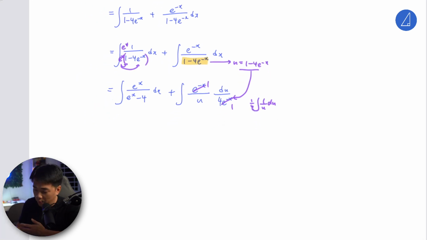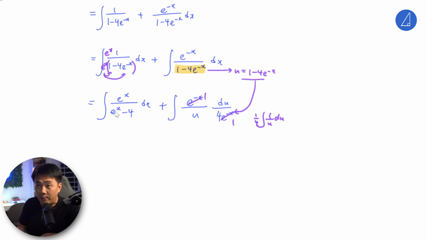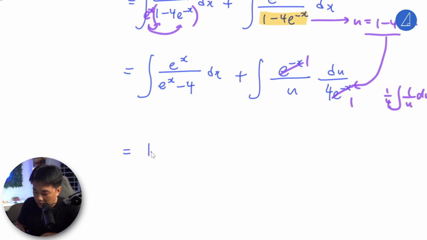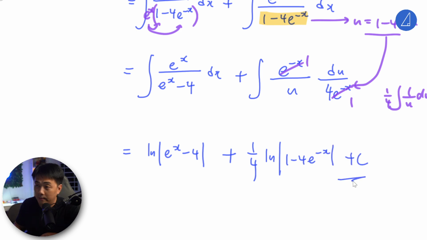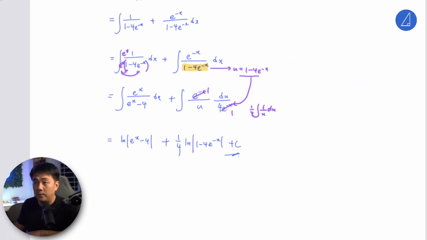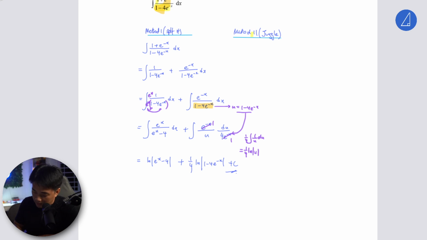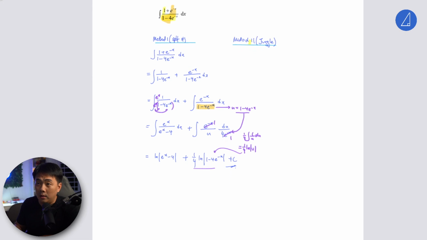So you don't really need to memorize it. You can just use the u substitution. Same with this. You can also use the u substitution, but if you want to use f prime over f(x), you could also do that. This guy will just be ln of e^x minus 4. This guy will just be 1/4 ln u, which is 1/4 ln of 1 minus 4e^(-x), plus c. Okay, so that's the second guy and the first guy. Okay, so that is the first method.